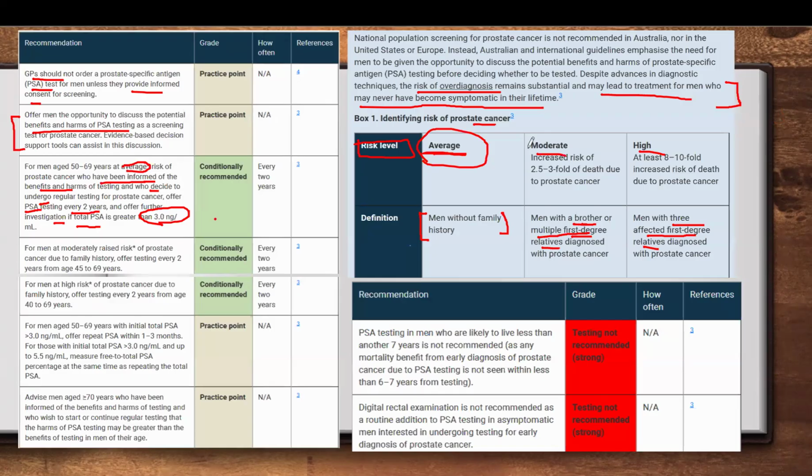If in your scenario the patient is of moderate risk, for example, the brother also had prostate cancer, then we can offer PSA testing every 2 years from age 45 to 69. Here informed consent wouldn't be required, so you wouldn't be explaining risk versus benefit to this patient. You can offer them PSA every 2 years. Similarly for high risk, you are also offering PSA.